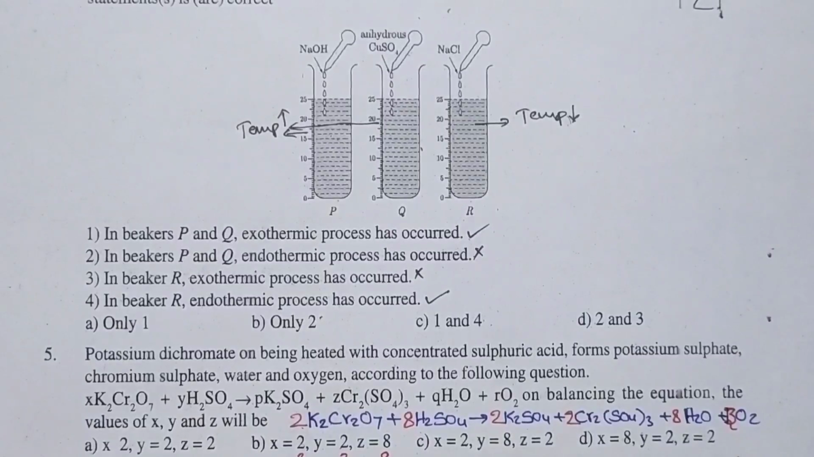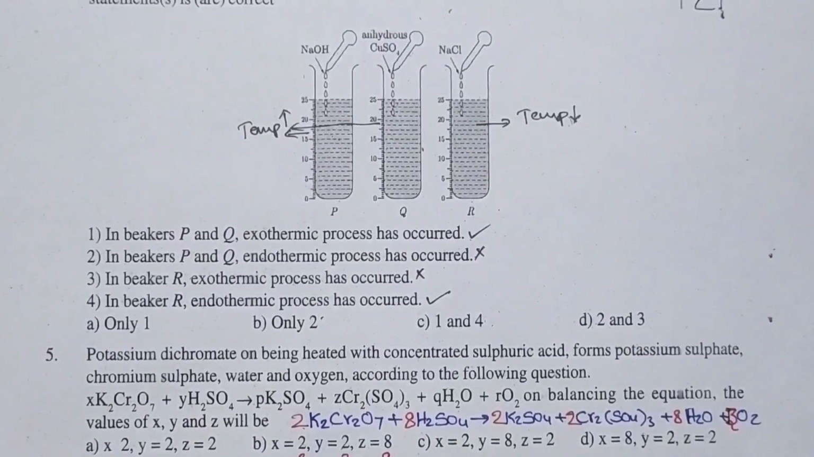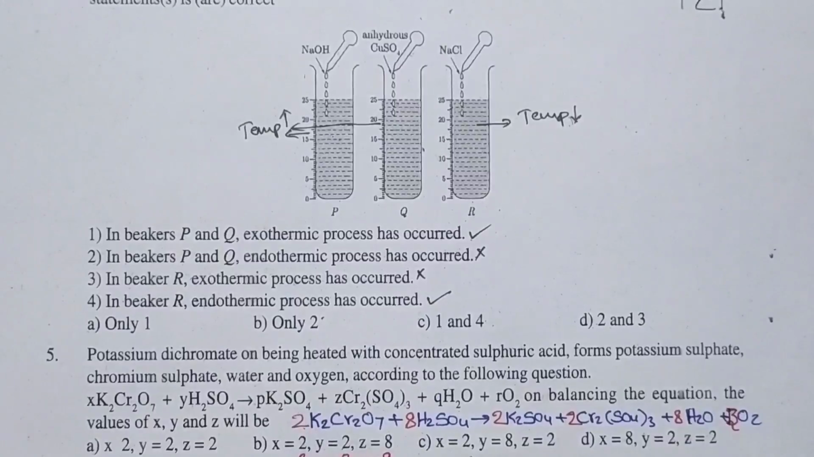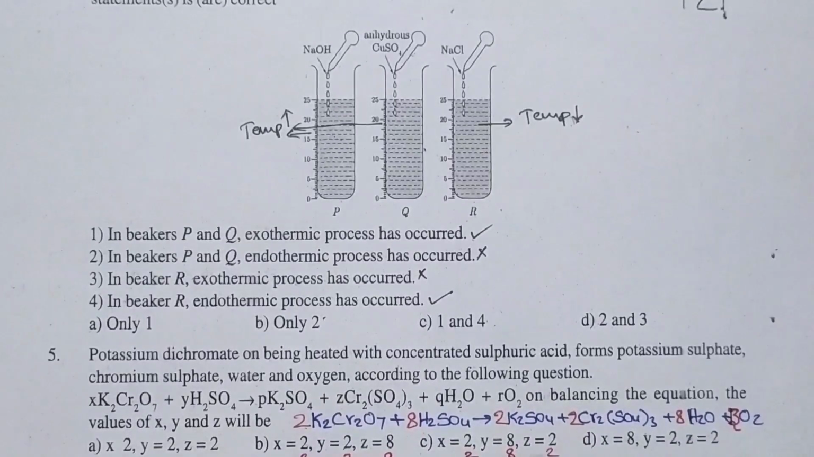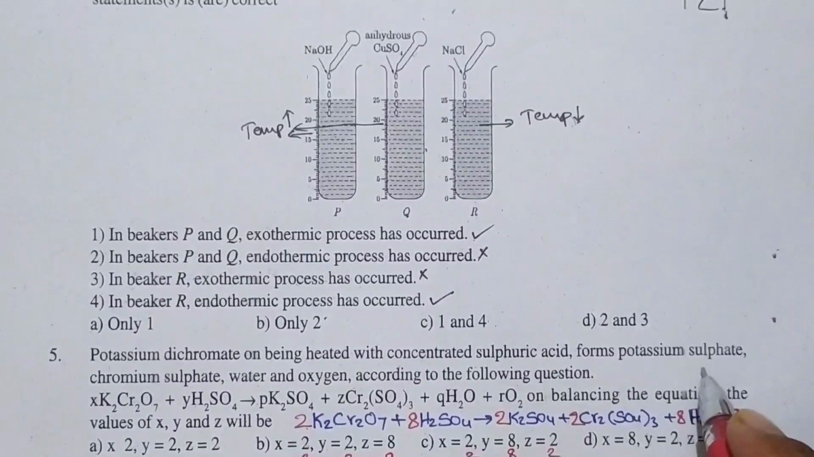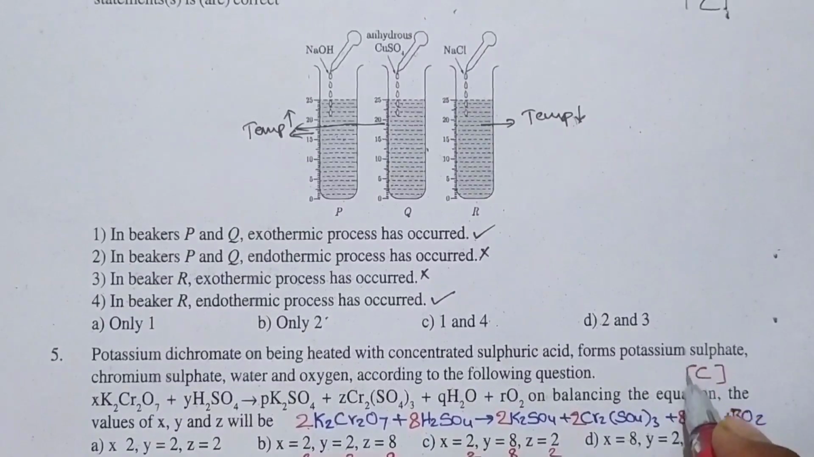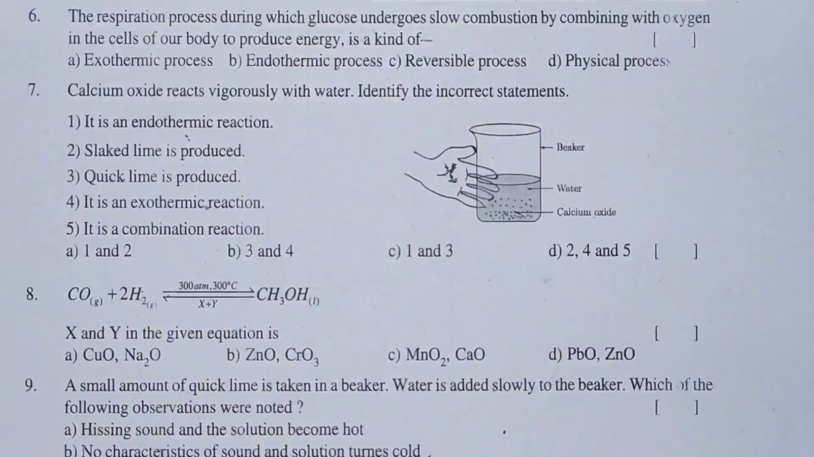Right? So no, here let us do it once again. x is 2, y is 8, and z is 2. So 2, 8, 2. So option C is the right answer for this question.